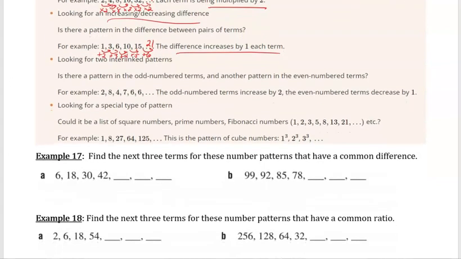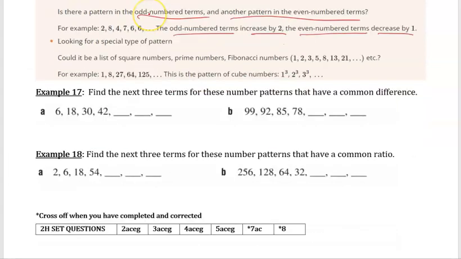And then you can look for interlinked patterns. It can be a little bit more complicated. Patterns of odd numbers and another pattern in even numbers, so rules apply to one and the other. For example, in this sequence down here, the odd terms increase by 2. The even terms decrease by 1.